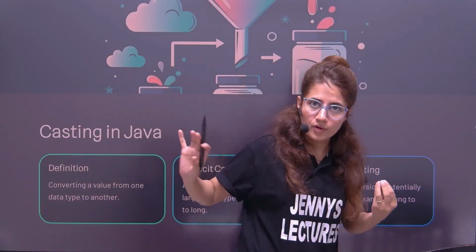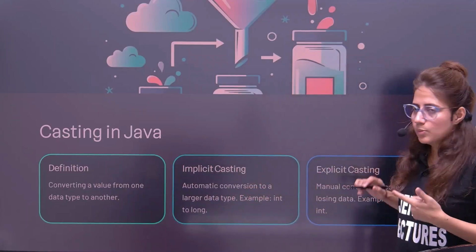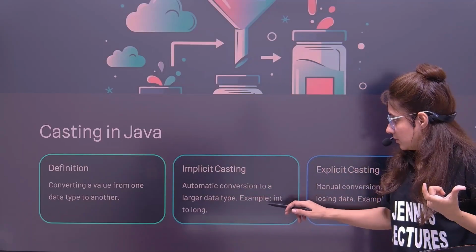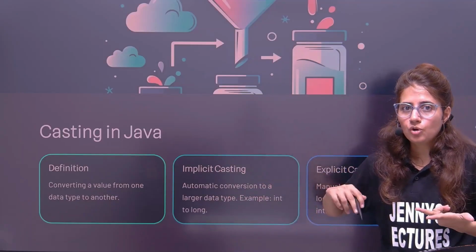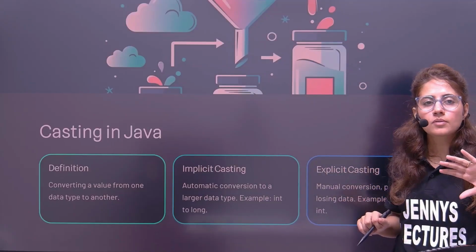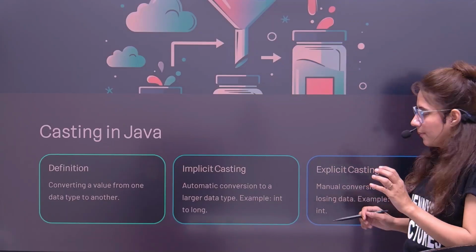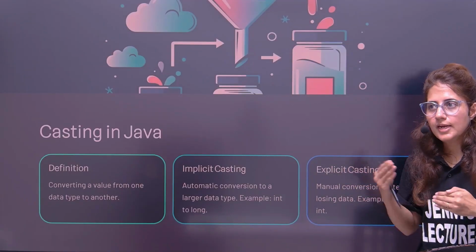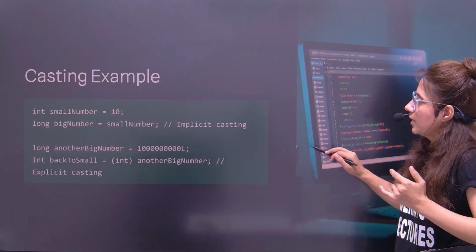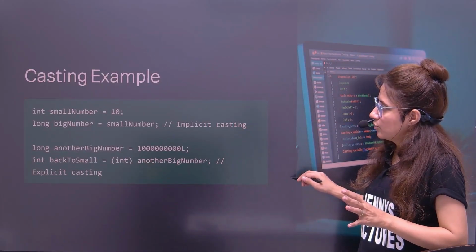Casting also I have shown you, how casting is done, what typecasting is. Converting a value from one data type to another, implicit as well as explicit casting. Implicit means automatic conversion to a larger data type, from int to long, from byte to int, from short to int. Explicit means manual conversion, where potentially some data can be lost, for example long to int to byte, int to short, right? Explicit means we do it; implicit means automatic. I have shown you that example as well, right?